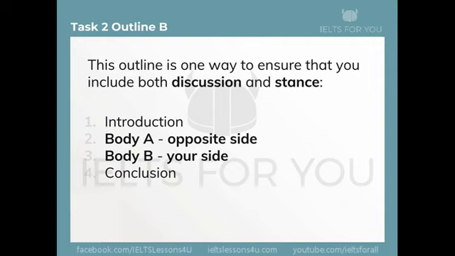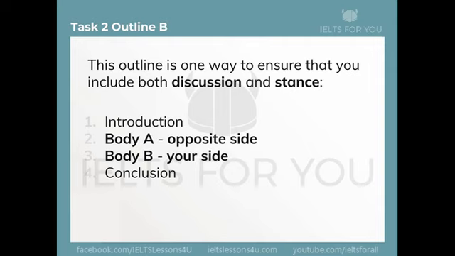Body A should be the opposite side, whatever side is the opposite of your opinion. Body B, you introduce your side. You always want to finish with your side. Okay, so introduce the opposite side, and you can introduce it in a kind of weak way, as you will see in the example. Introduce it like, some people think that da da da da da.